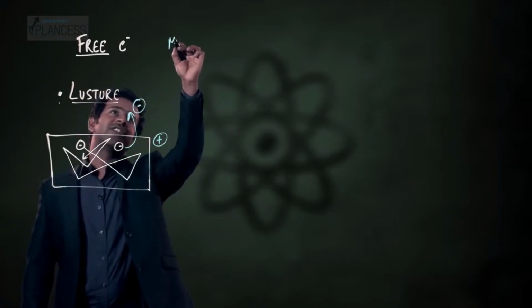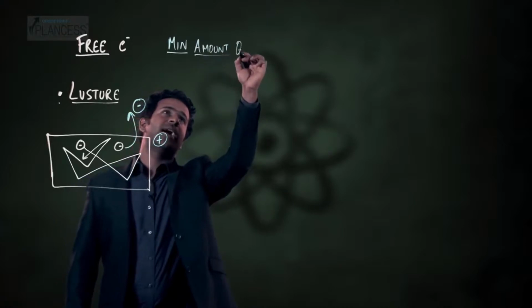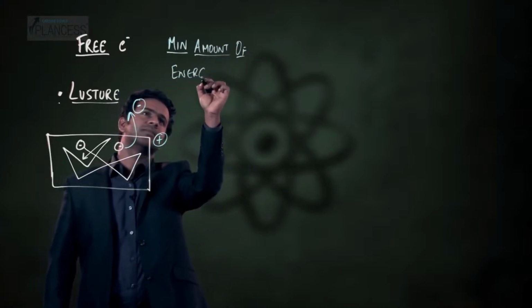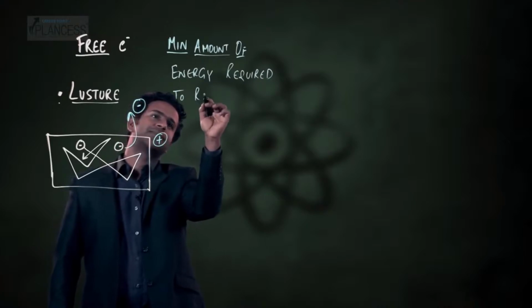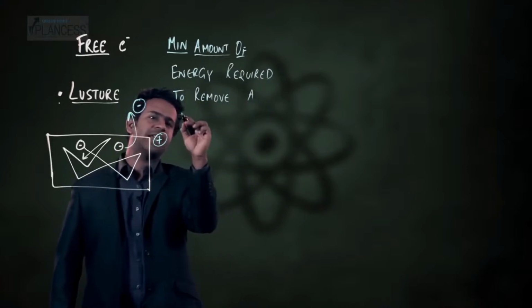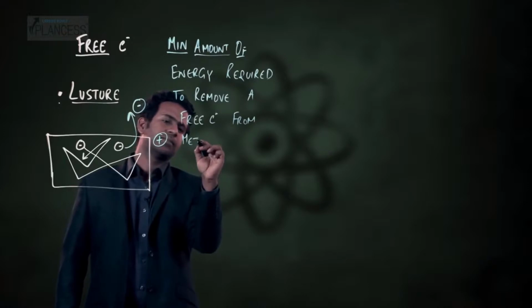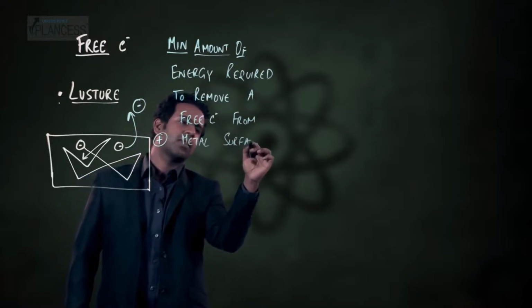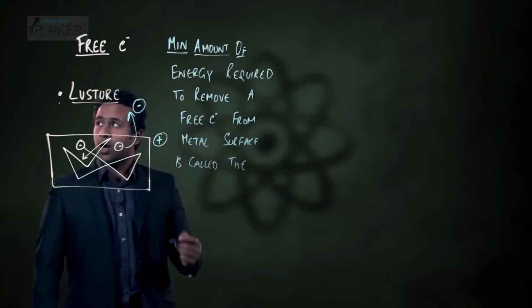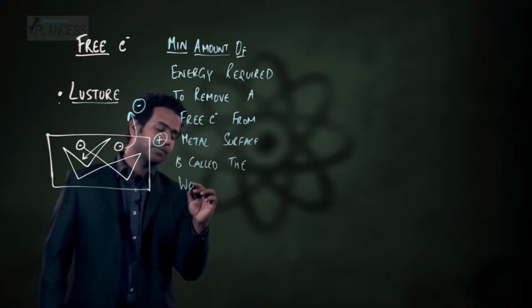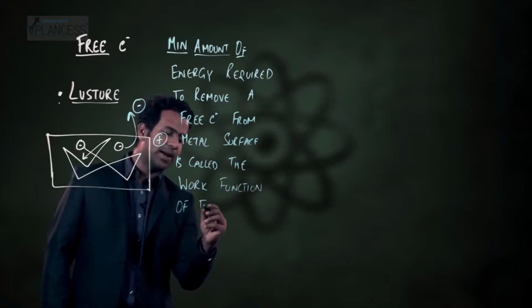The minimum amount of energy required to remove a free electron from metal surface is called the work function of that metal.